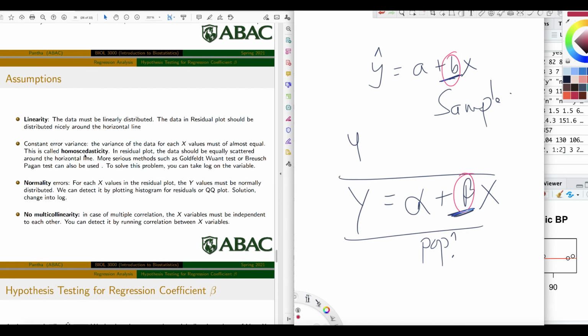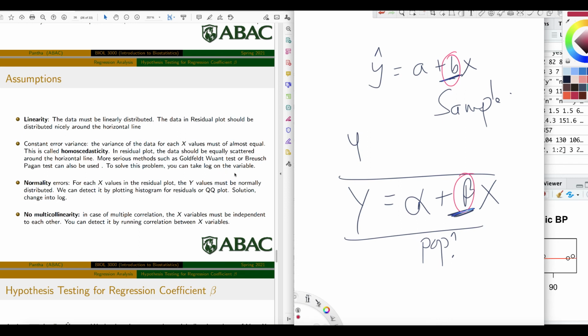Number two, the constant error variance. That means the variance of the data for each x value must be almost equal. This is called homoscedasticity. In the residual plot, the data should be equally scattered around the horizontal line. More serious methods such as the Goldfeld-Quandt test or the Breusch-Pagan test can be used. To solve this problem, we can take the log of the variable.